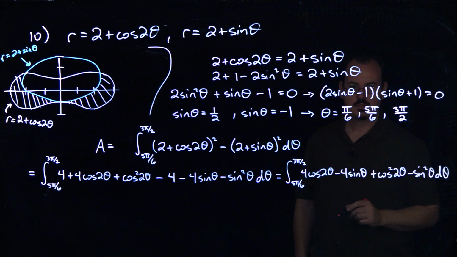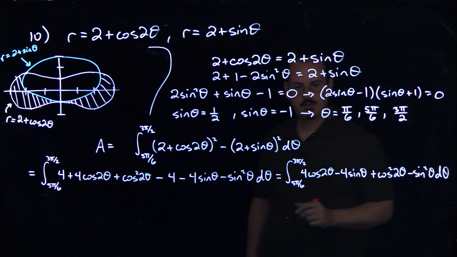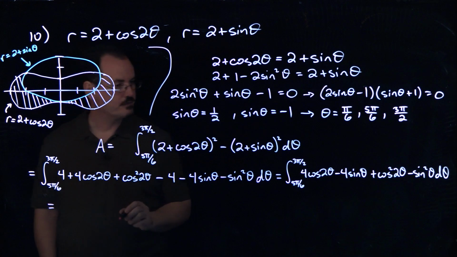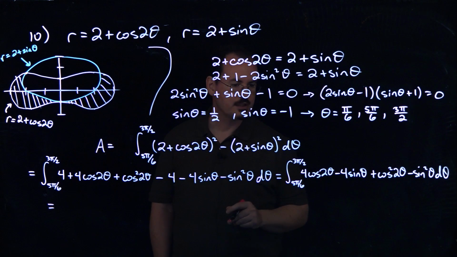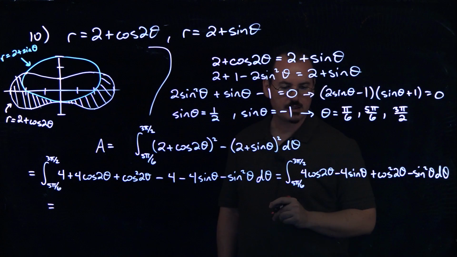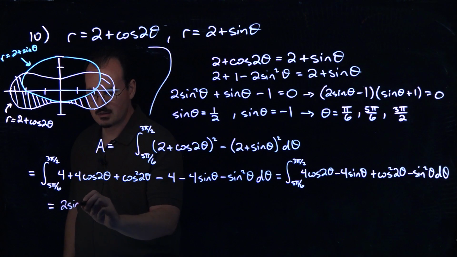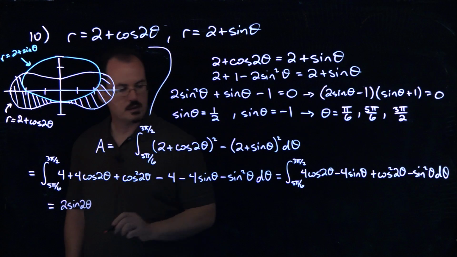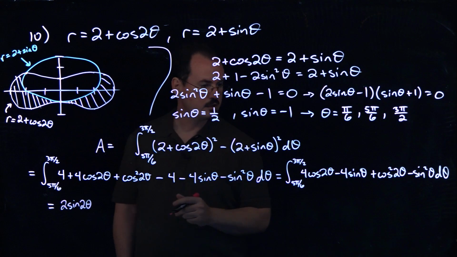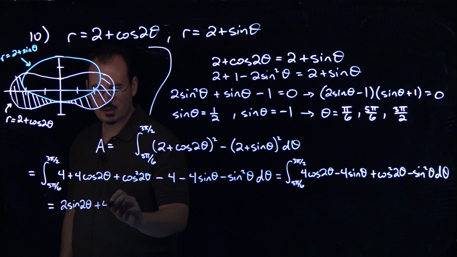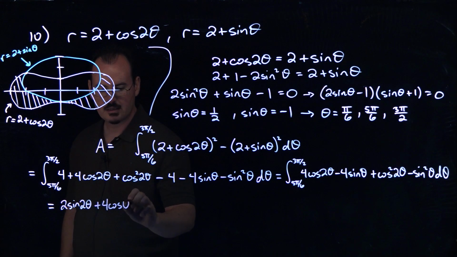Okay, so let's see. The first two, not bad. We don't have to do any identities for that. So the antiderivative of 4 cosine 2 theta, well, let's just do cosine 2 theta. The antiderivative of that is sine 2 theta, and then we're going to have a 1/2 on there. So we'll get 2 sine 2 theta. And then the second one for antiderivative there will just be negative cosine, so we'll have a plus 4 cosine theta.